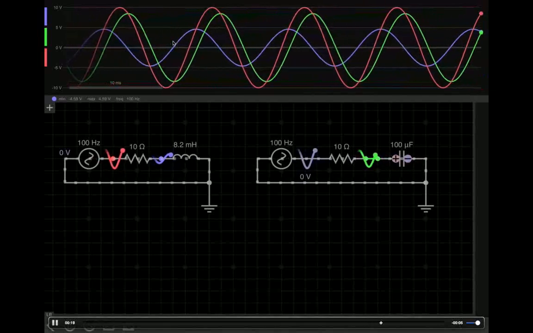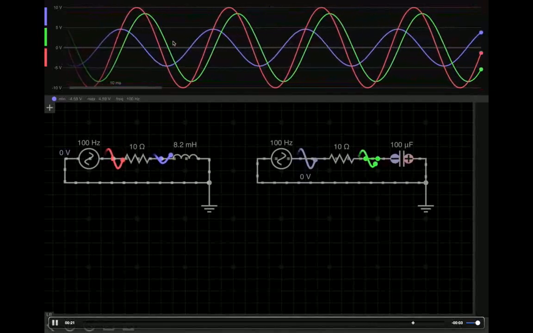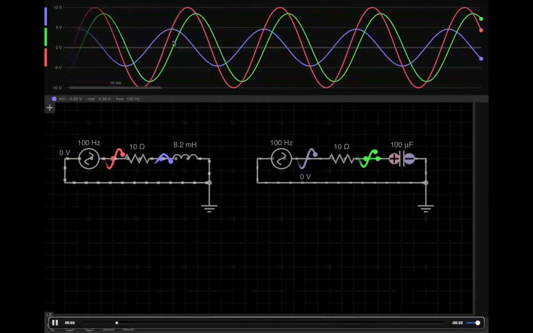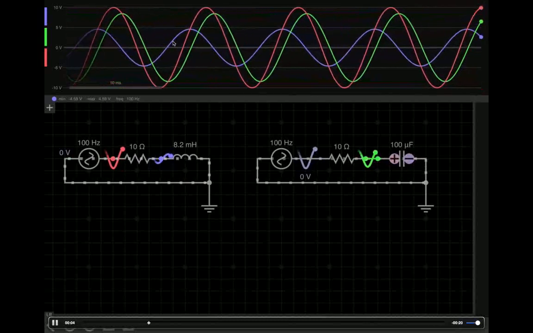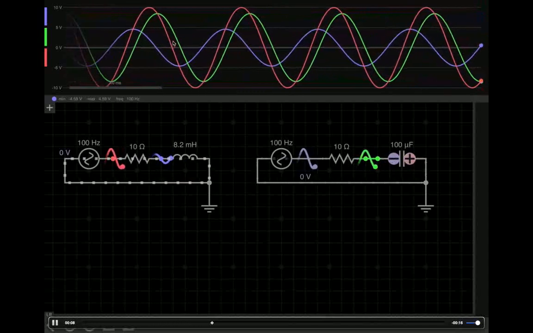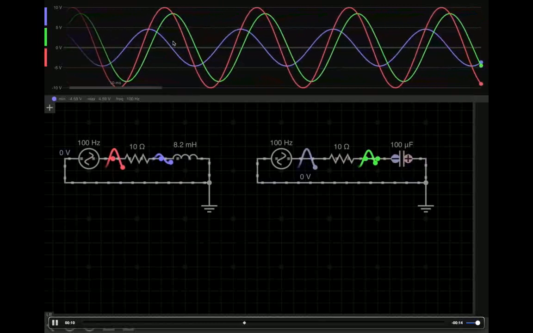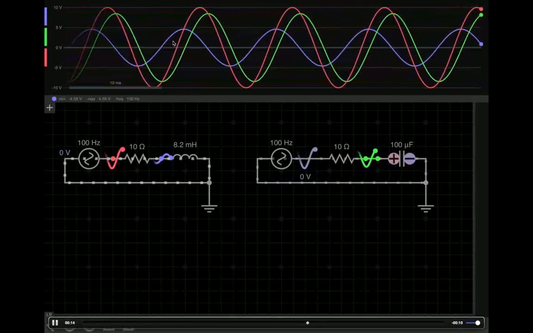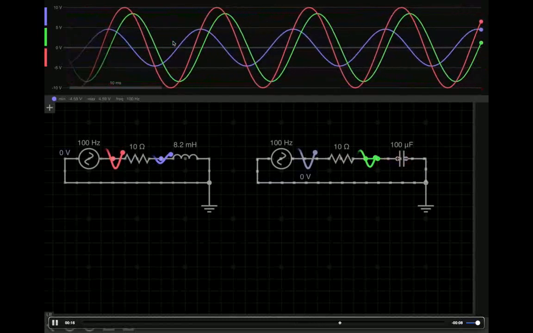These values, in fact, do not matter at this point. What really matters is the contrast we mentioned a minute ago, in that the voltage across the inductor, here shown in purple color, leads the circuit voltage, shown in red color. In contrast, the cap's voltage, shown here in green, lags the circuit voltage.